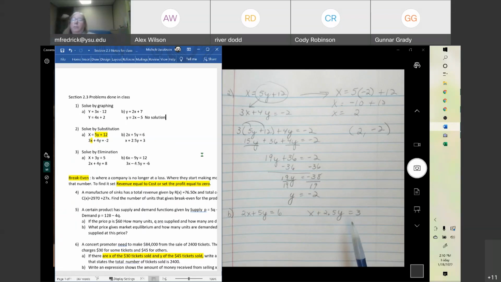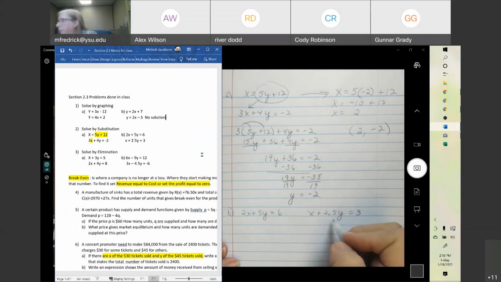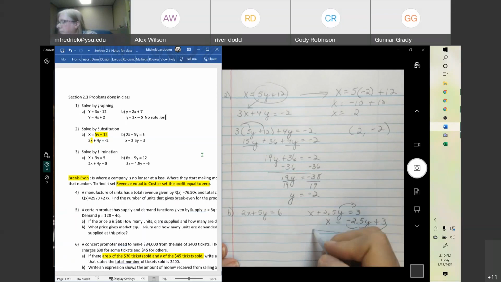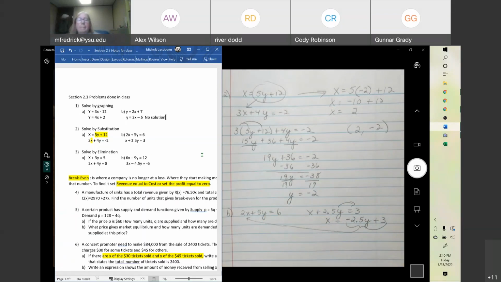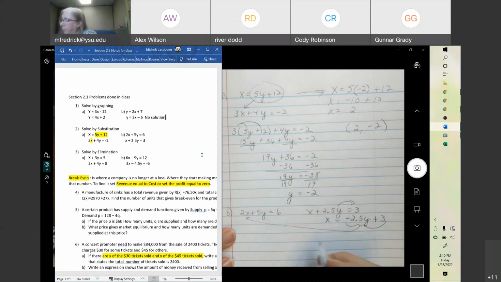So anytime you have to do it a certain way, see which is going to be the easiest to solve for. And this one I can just subtract this to the other side. Then I can plug this in. Any questions on that? And then plug it in.